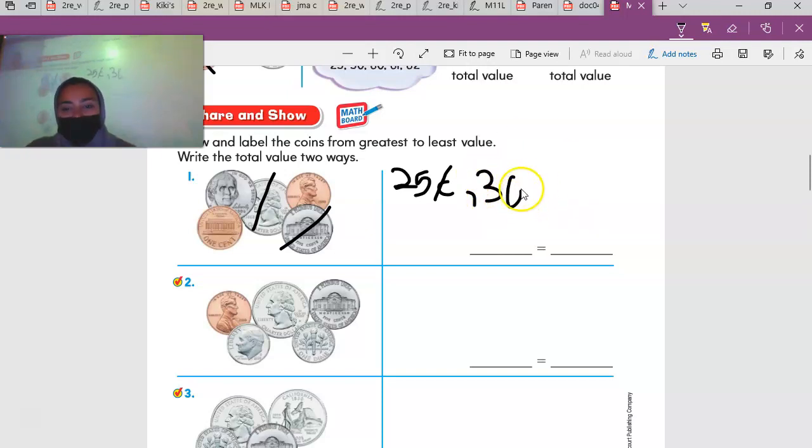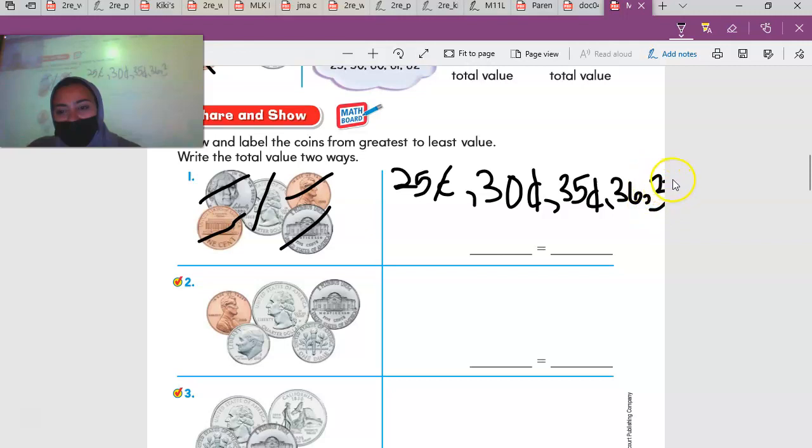So 30 cents. And then what's 30 plus another 5? What's 30 plus 5? 35. So then you're going to write 35 cents, and then we have 2 pennies, which is just counting by ones, 2 times. So 35, 36, 37. Very good. And I don't have enough room to write that, but 37. All right, so how do we write that? 37 cents.